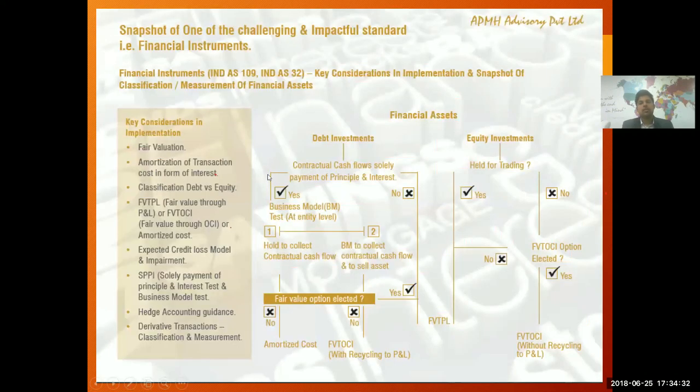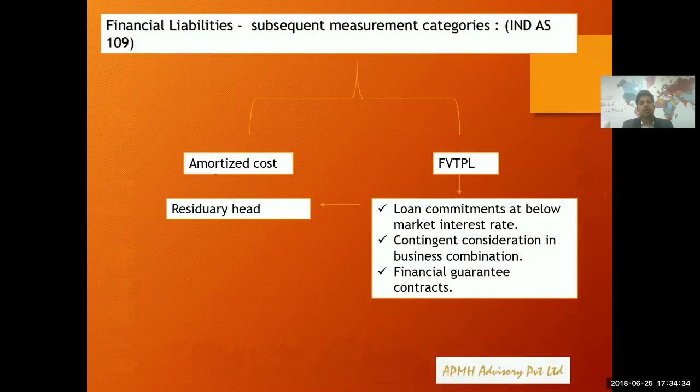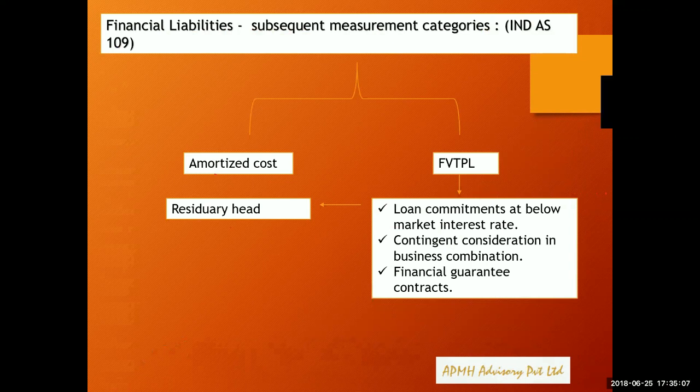As we checked, in the financial asset there are three options. In case of financial liability, there are only two options, either amortized cost or FVTPL. If you read IND AS 109, it says that each financial liability should be measured at amortized cost, except for these three conditions mentioned on the screen. And of course, to avoid any accounting mismatch, that is, if your financial asset is directly linked with the financial liability and the financial asset is being measured at FVTPL, then you will have to measure your corresponding financial liability at FVTPL. Otherwise, the residuary head is amortized cost, so the majority of financial liabilities will be measured at amortized cost.